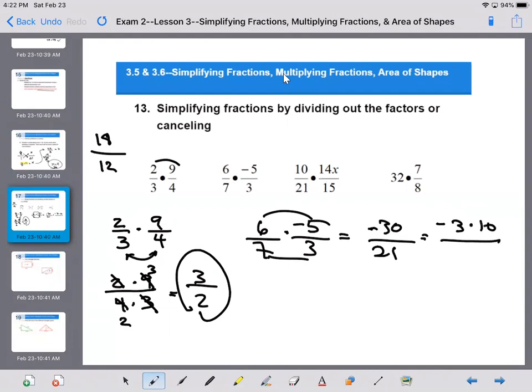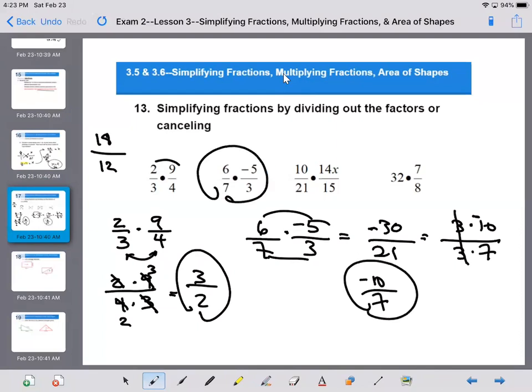And let's do this. Let's make the -3 positive and the 10 negative. So we can see our n divided by n, and we would be left with -10/7, which would be the same. And so let's look at it.